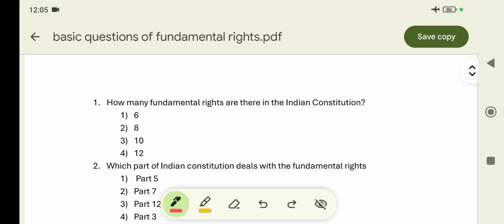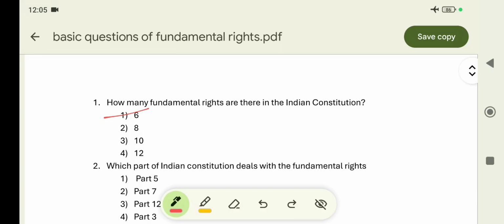We are learning basic questions on the fundamental rights. How many fundamental rights are there in the Indian Constitution? Presently, we have 6 fundamental rights. Those are: right to equality, dealing with Articles 14 to 18; right to freedom, Articles 19 to 22; right against exploitation, Articles 23 and 24; right to freedom of religion, Articles 25 to 28; cultural and educational rights, Articles 29 and 30; and right to constitutional remedies, Article 32.